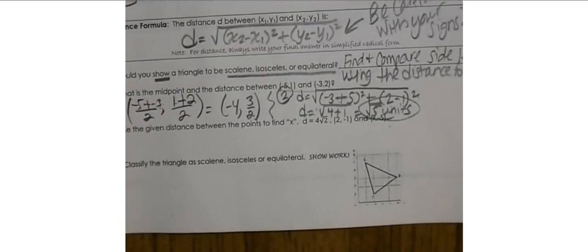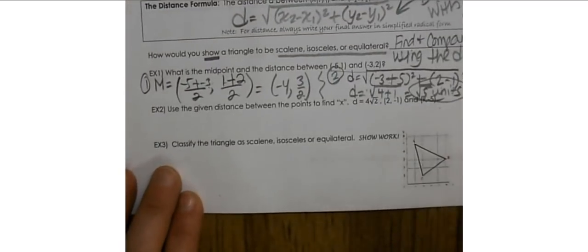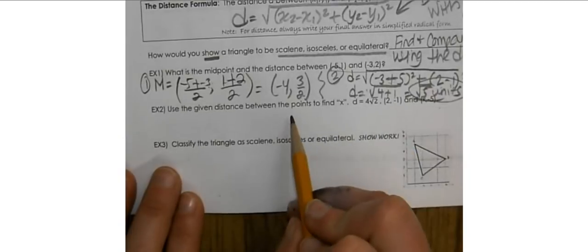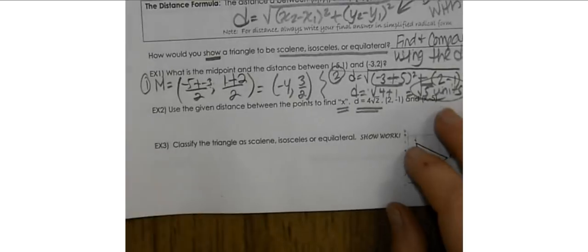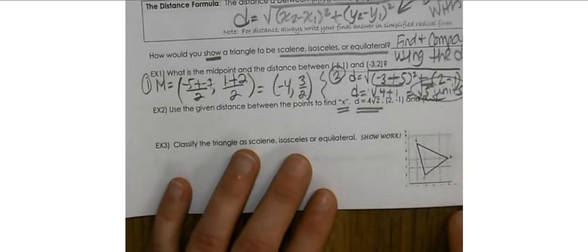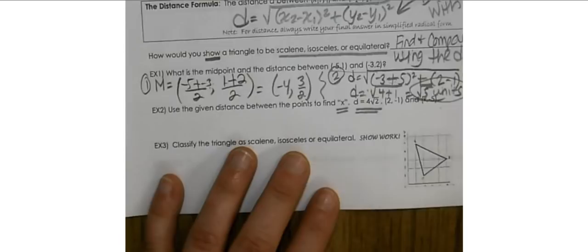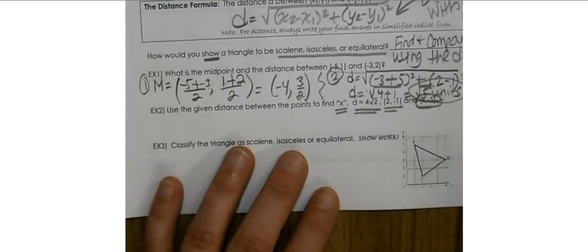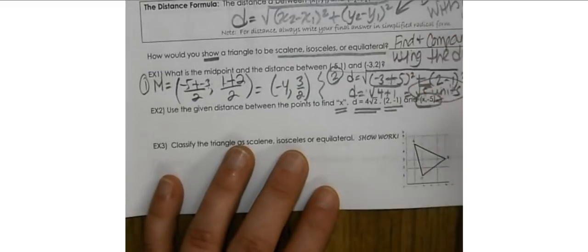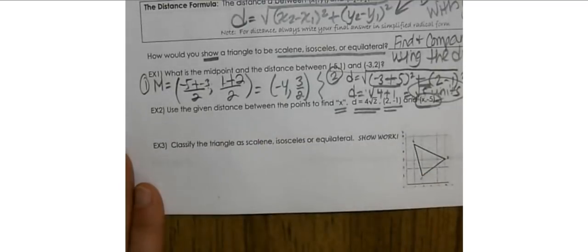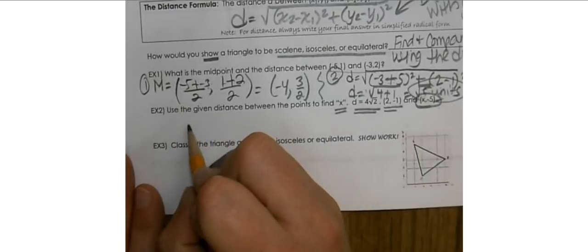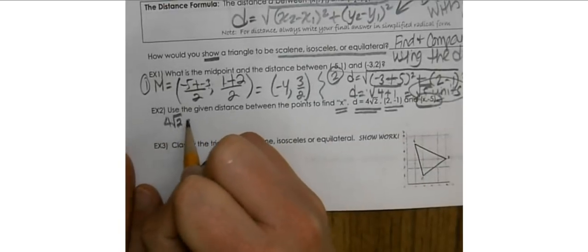Example number 2 says, use the distance between the points to find x. So what you're given here is an actual distance. In this case, you're given that the distance is 4 square roots of 2. I'm also giving you one of the points, and what we need to do is find the value of x. We have x, negative 5. So I'm going to use the distance formula and substitute all of my information into that formula. So I'm going to write 4 times the square root of 2. That's my distance.